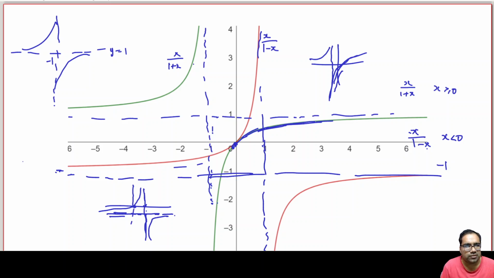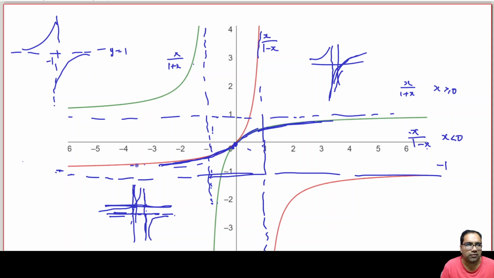Right, it has to go through 0, 0 also. If this is the x-axis and y-axis, it has to go through 0, 0 and it has to approach one vertical line and one horizontal line. So this graph x by 1 minus x is this red line. Now this we have to take, it is applicable for x less than 0.